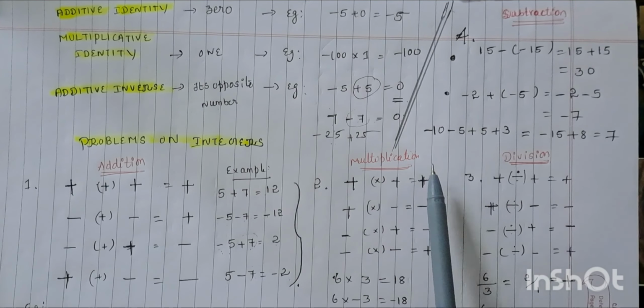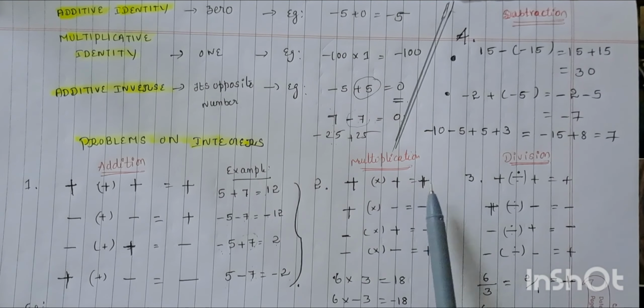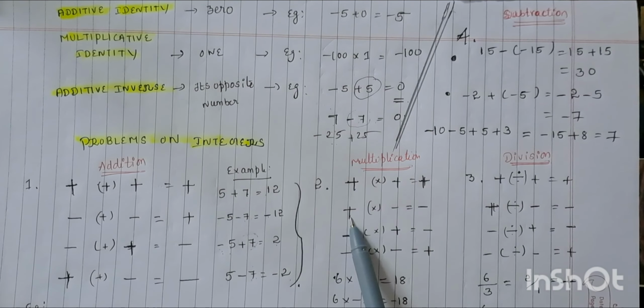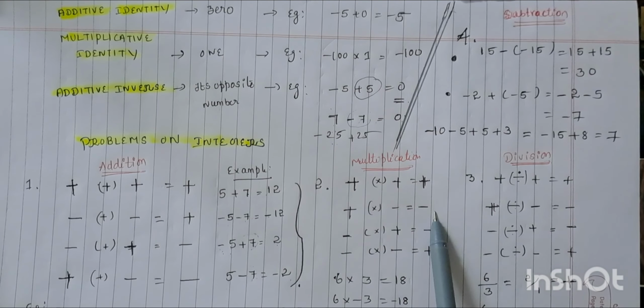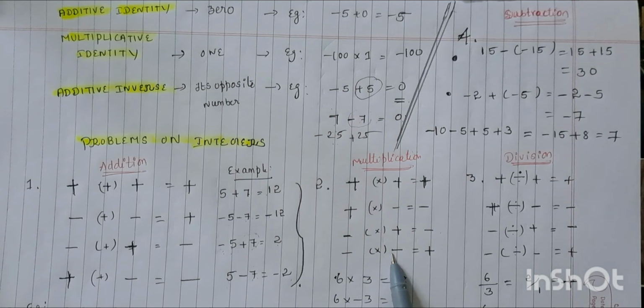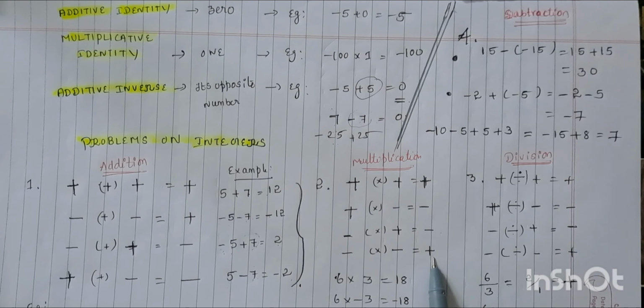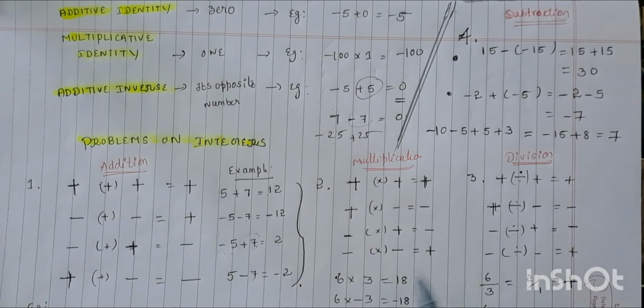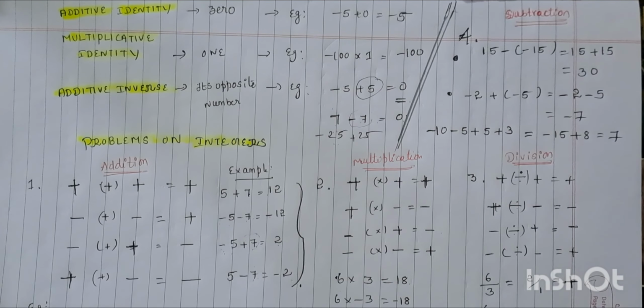And the multiplication table. Plus and plus multiplication becomes plus. Plus into minus becomes minus. Minus into plus becomes minus. If both are negative and you multiply, it becomes positive. How to see it in an example? 6 into 3 is 18. Both are positive, so the answer is positive. Here 6 into minus 3: one is positive, one is negative, so your answer should contain the negative sign.